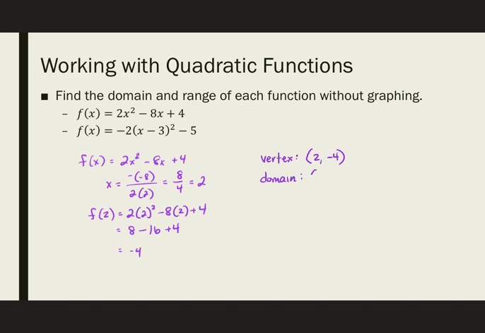My domain is all real numbers, and the range is going to depend on whether this is a maximum or a minimum. If we look really closely, the number out front is a positive 2, which means that this vertex is a minimum. And since I have a minimum, my range is going to go from the vertex up to infinity. The vertex is the smallest point. Okay, and then the other one works just like the last example that I gave you.